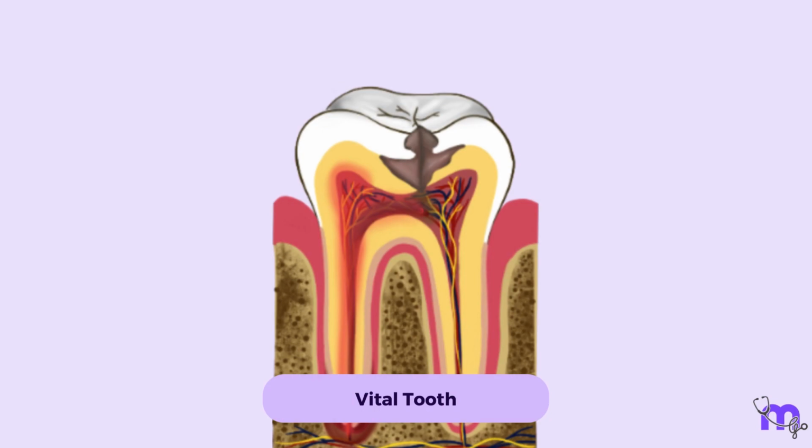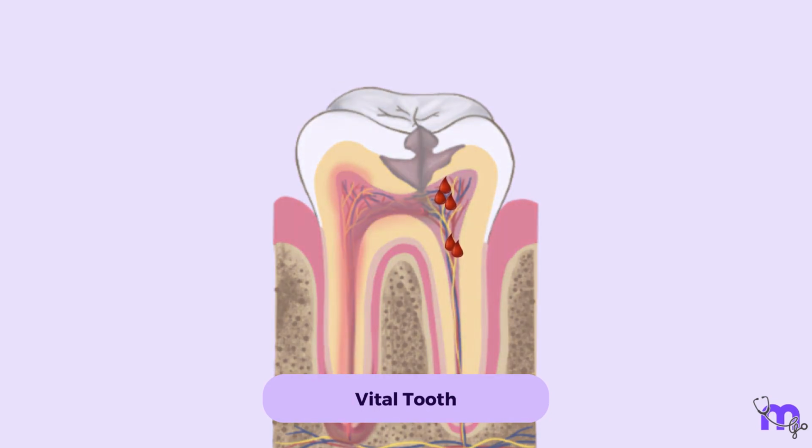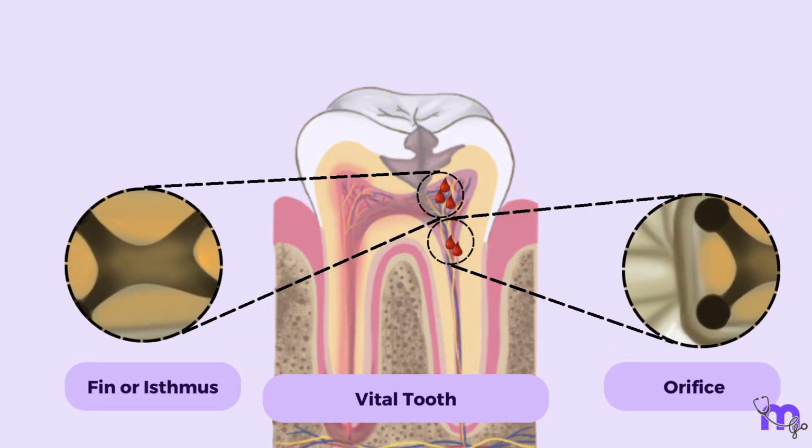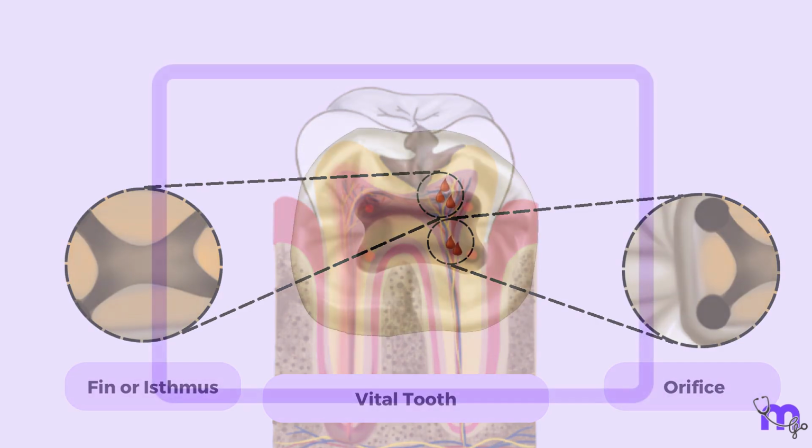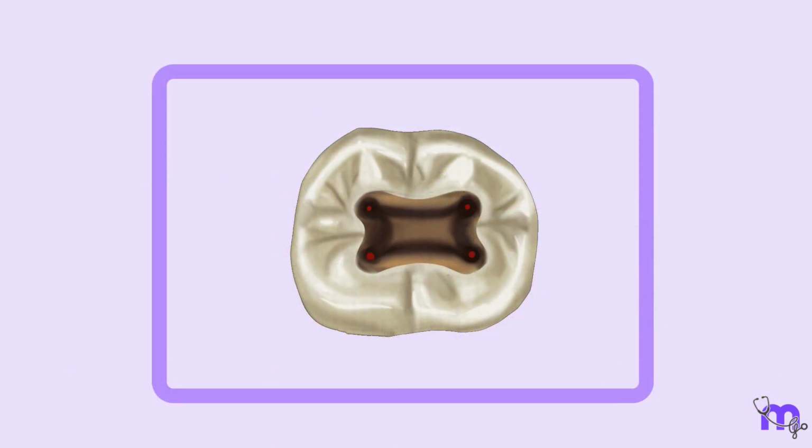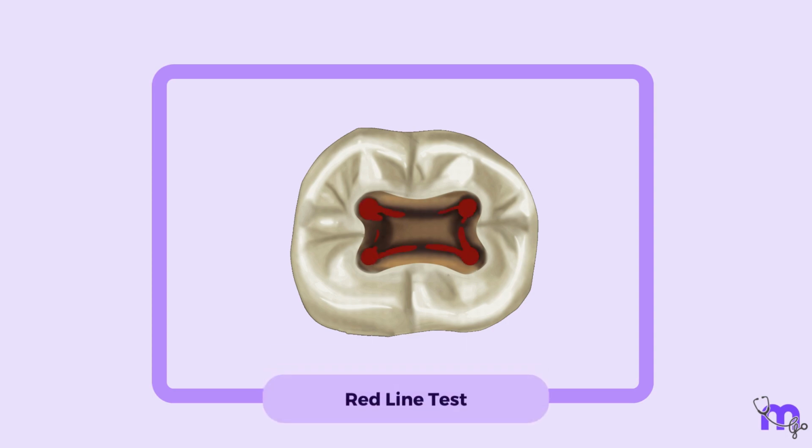However, in vital teeth, blood frequently emanates from an orifice, fin, or isthmus. Like dye, blood serves to map and visually aid in identifying underlying anatomy in the pulpal floor. Thus, this is the red line test.